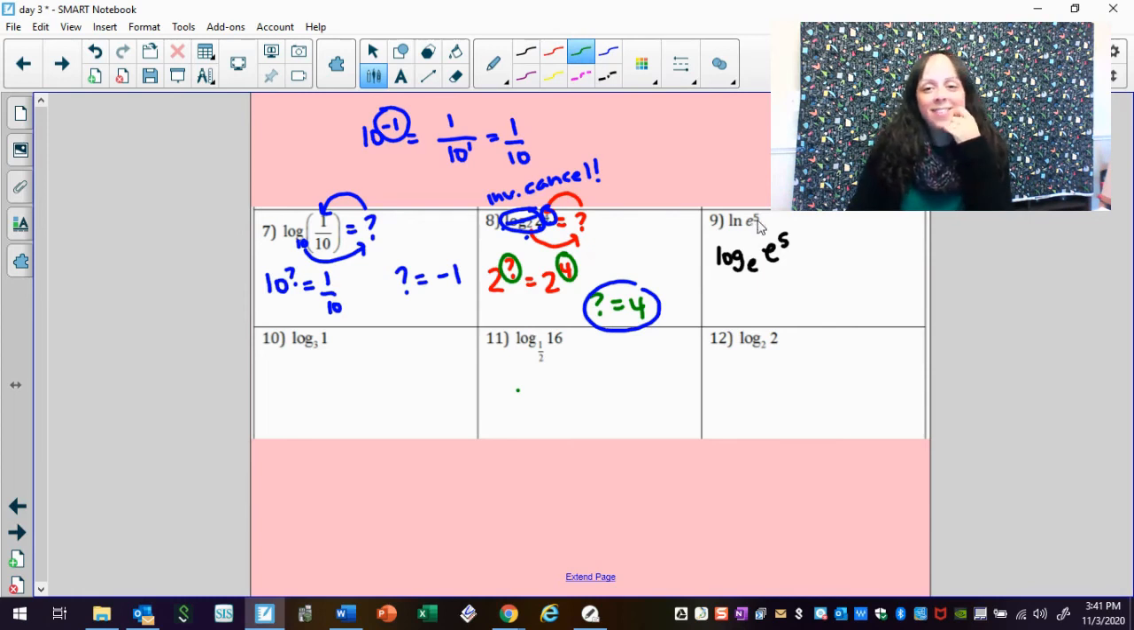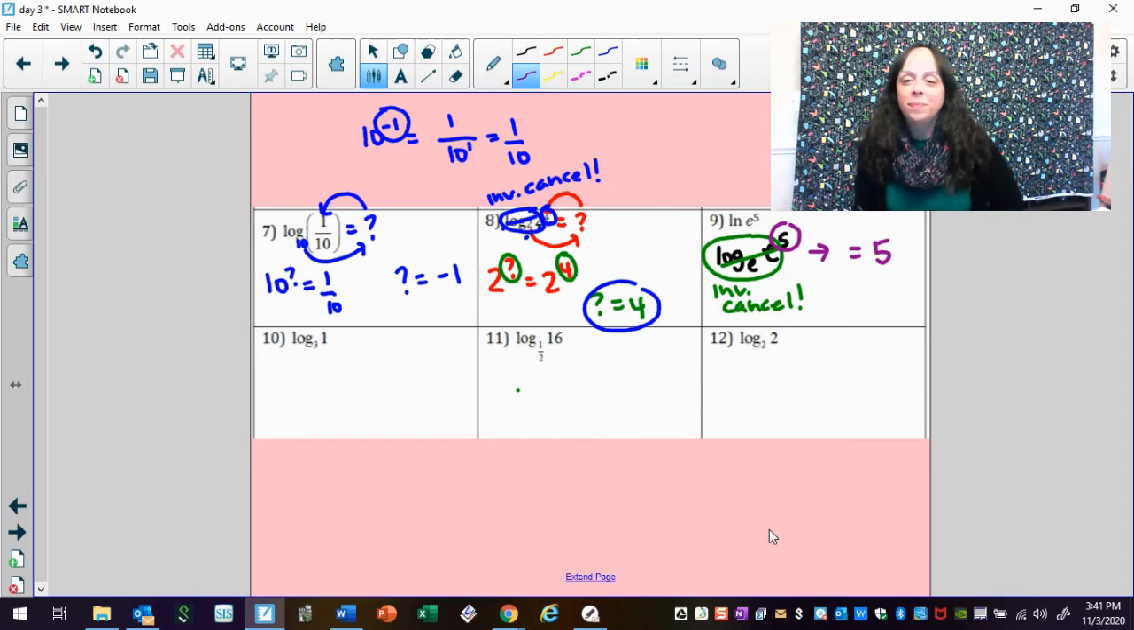Now do you see it? These guys are inverses. They cancel out. The answer is just 5. I love math. It's so cool. All right. So try to practice those inverse canceling ones. They show up all over the place. You might even see more today.